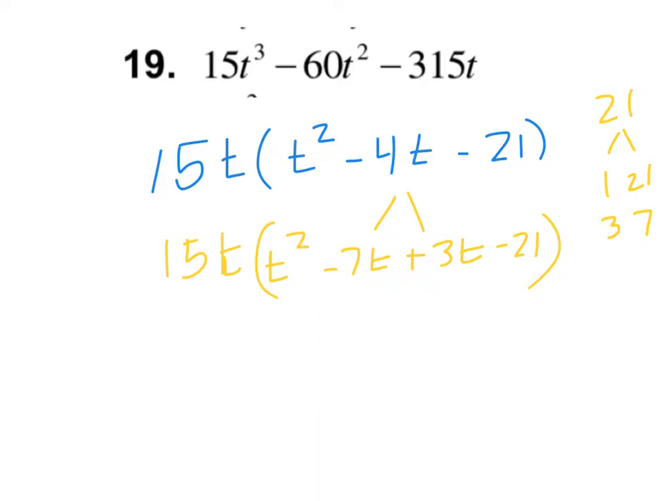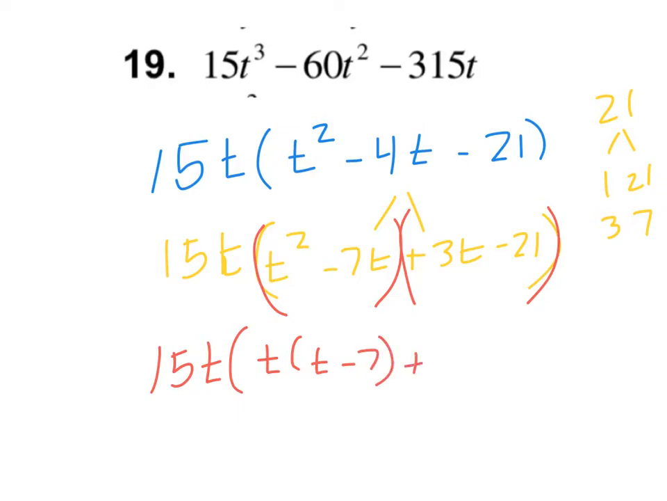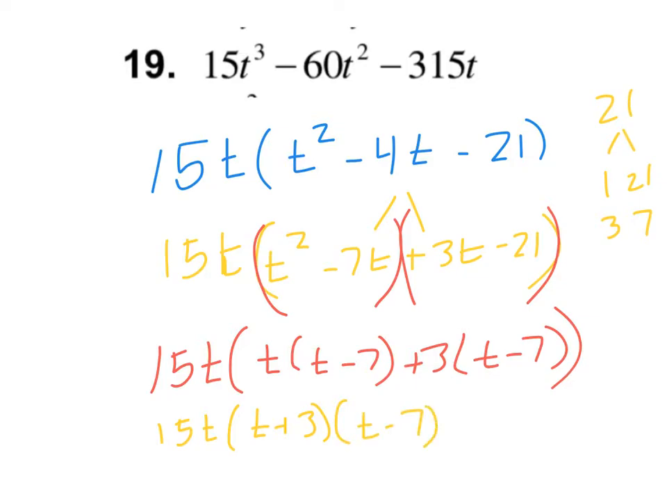Now group the first 2 terms together and the last 2 terms together. The GCF of the first 2 is t, so that leaves me with 15t parentheses. Now what's in here? I've got a GCF of t. What's left? t minus 7. GCF of the last 2 is positive 3. What's left? t minus 7. So that factors to be 15t times what's in front of the parentheses, t plus 3, times what the matching parentheses are, t minus 7.